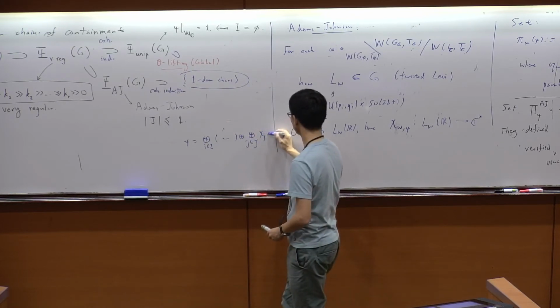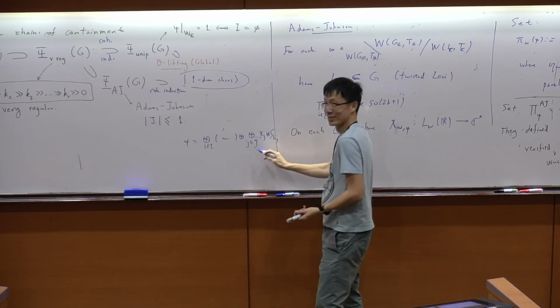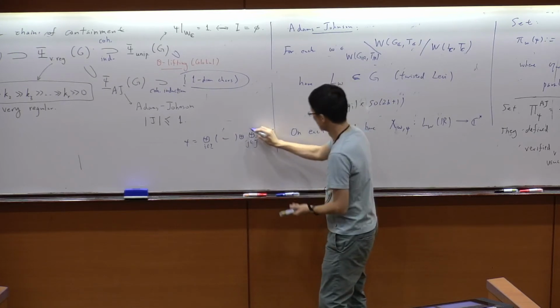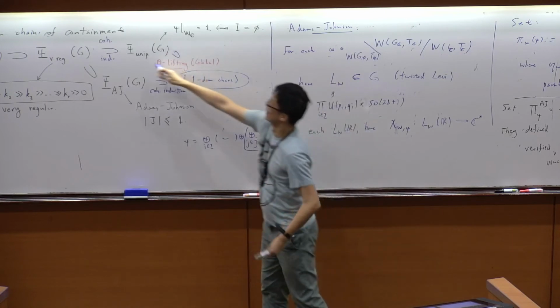Right, so here you could have chi j as bj. So the Adams-Johnson case was when this was size 1. Okay, but now you have many copies, let's say, 2 copies. But this is a unipotent parameter, right? So we already understood it with this here.